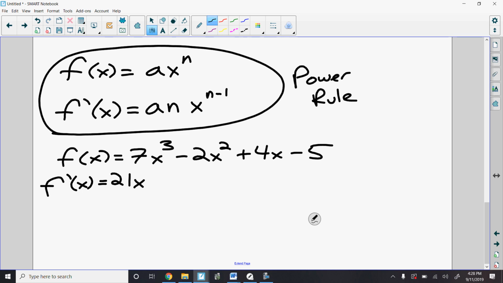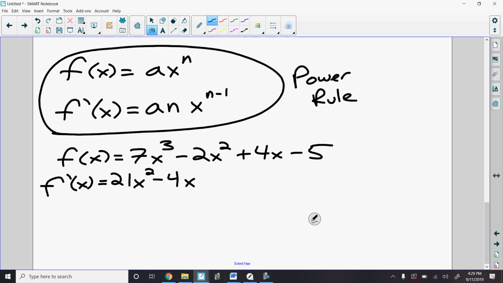Don't forget about adjusting the power. The new power, I have to subtract 1 from 3. That gives me 2. 21x squared. A lot of students forget to write the new power in there. Don't forget that. Then I'm going to multiply 2 by negative 2 and get negative 4. So it'll be minus 4x to the first power. But I don't need to write to the first power, because just leaving it blank implies to the first power.